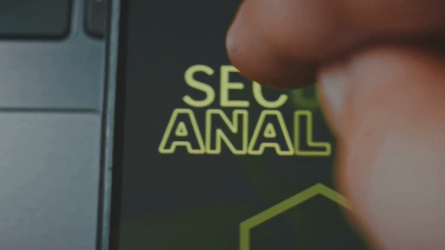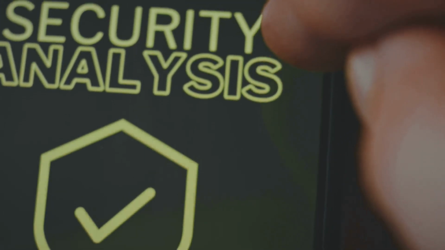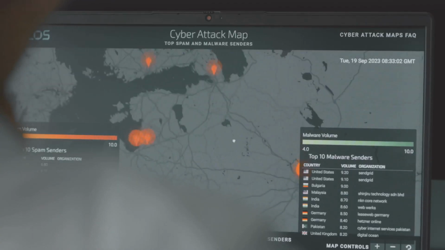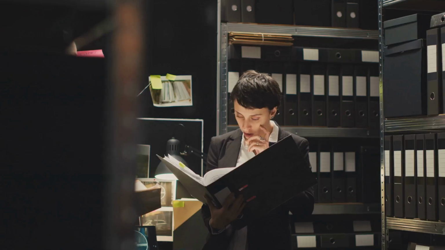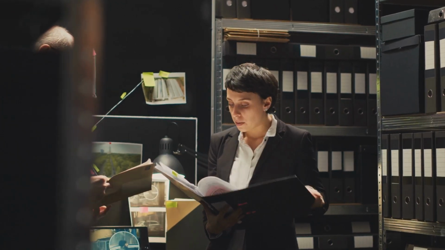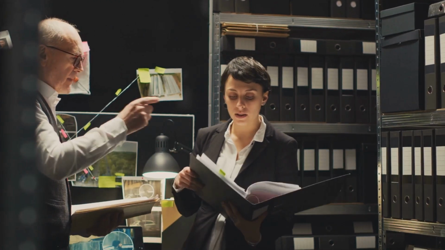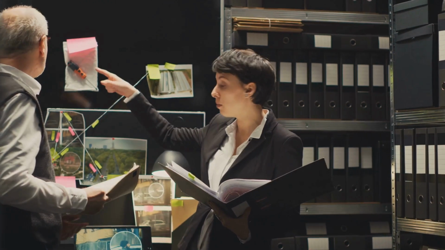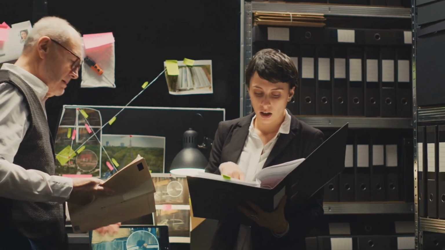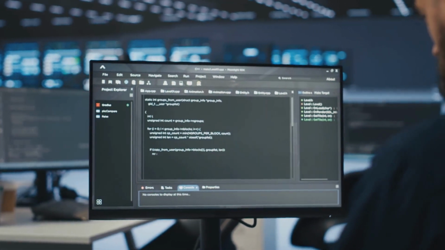GRC responsibilities include governance: define roles, responsibilities, and operational rules. Risk management: identify and mitigate potential risks. Compliance: ensure adherence to laws, regulations, and standards such as GDPR, HIPAA, PCI DSS, or SOX. How do you protect organizational assets?